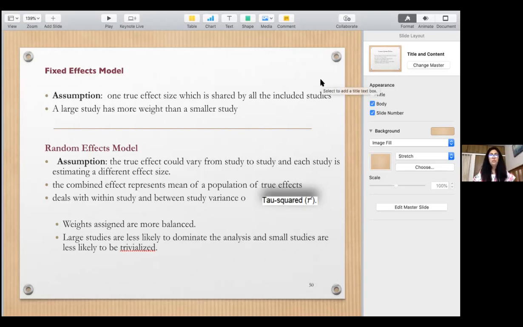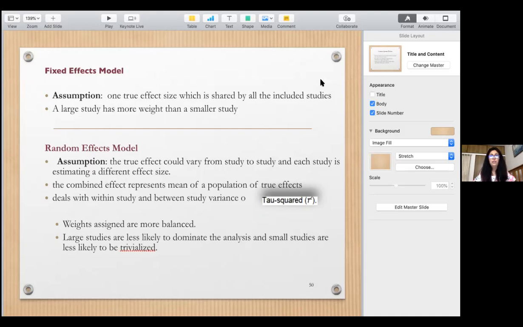Yeah, so in a fixed effect model, there is just one true effect size. That's the assumption for every study, and any variation is due to chance. So you can use the inverse variance model to give the weights. There is no between study variation. There's only within the study variation.